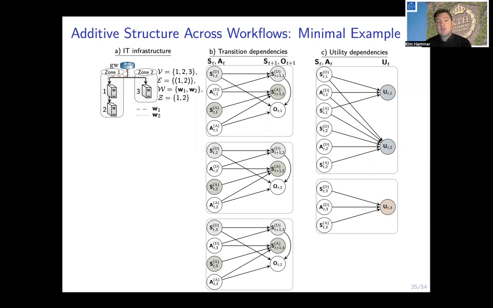And using this language of graphs, we can say that transition independence across nodes means that we can group the state variables per node, and there should not be any arrow crossing the node boundaries. If there's no such arrow, then we have transition independence across nodes. Similarly, if we can group the utility variables per workflow, and there's no arrow crossing the workflow boundaries, then they are utility independent across workflows.